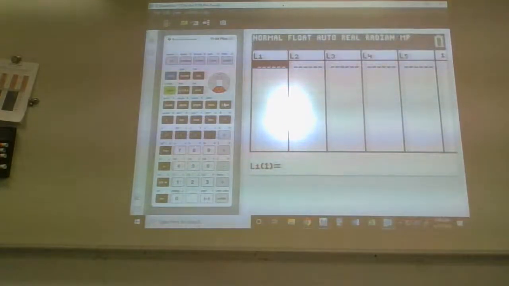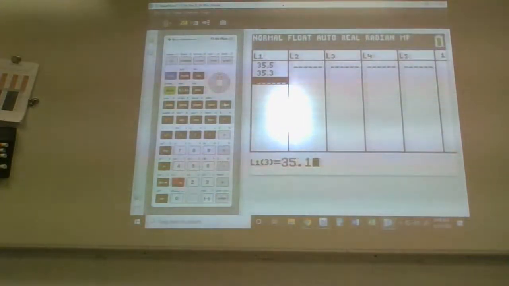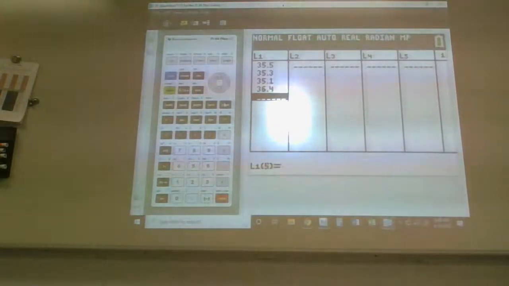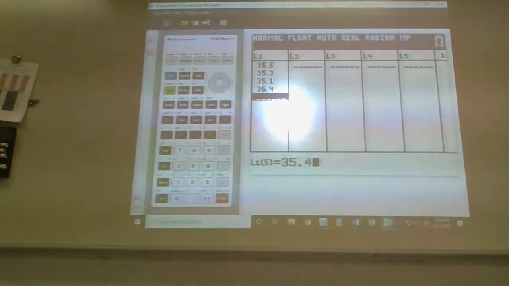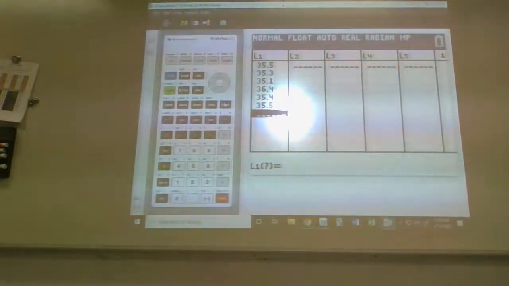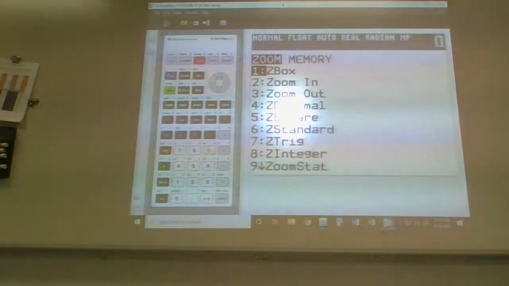Let's see, I've got to put in 35.5, 35.3, 35.1, 35.1, 36.4, 35.4, and 35.5. There we go. Let's check nearly normal. Plot on. Histogram, it's already set. Zoom 9.